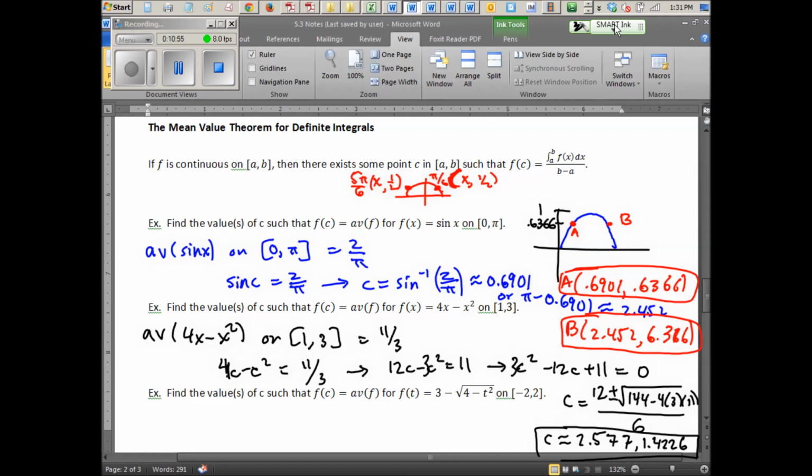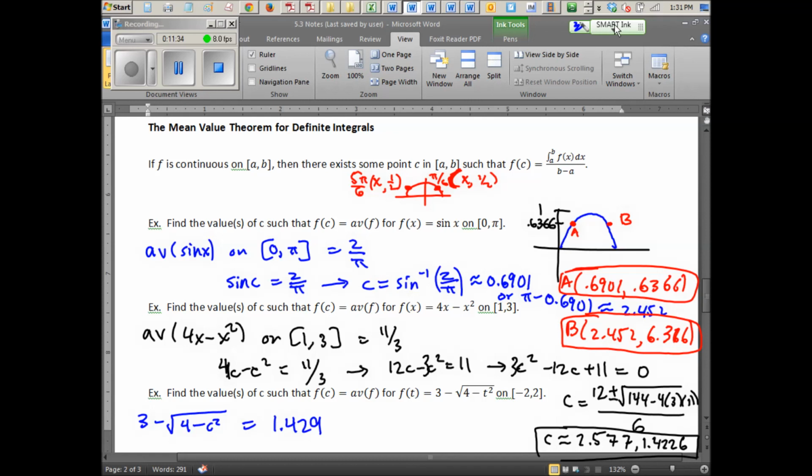Okay? And then for a third example, let's do the same thing with our third example from above. So I'm going to basically set 3 minus the square root of 4 minus c squared equal to the average value. Do you remember what we got for an average value on this semicircle problem up above? 1.429. Can you give me the exact answer? No, it was like 12 minus pi or something. Maybe you don't have it written down. That's okay. We can do, was it 1.429?